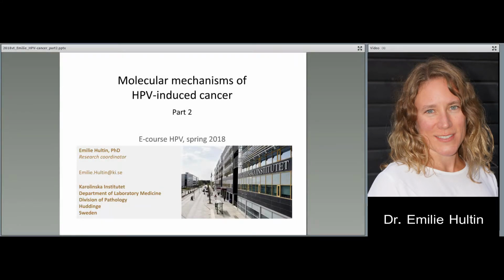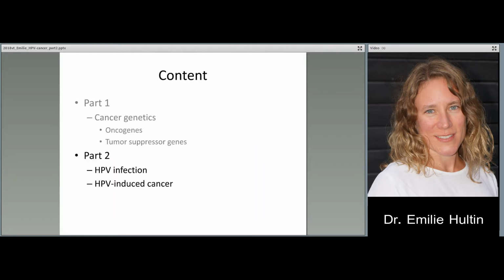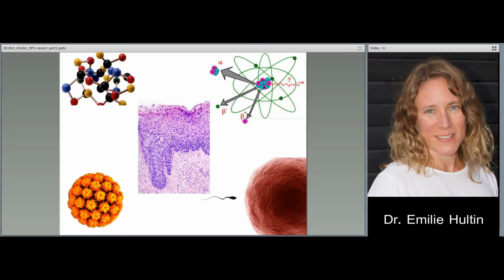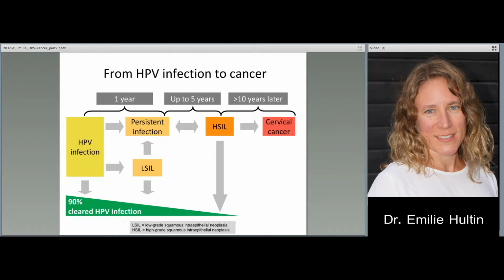Welcome to part 2 of my lecture about molecular mechanisms of HPV-induced cancer. So in this part, I will talk about HPV infection and how HPV can induce cancer. Here we see cervical carcinoma in situ in the middle of the picture, and we can also see different causes of cancer like molecules, chemicals, radiation, inherited cancer genes, and viruses, and HPV.